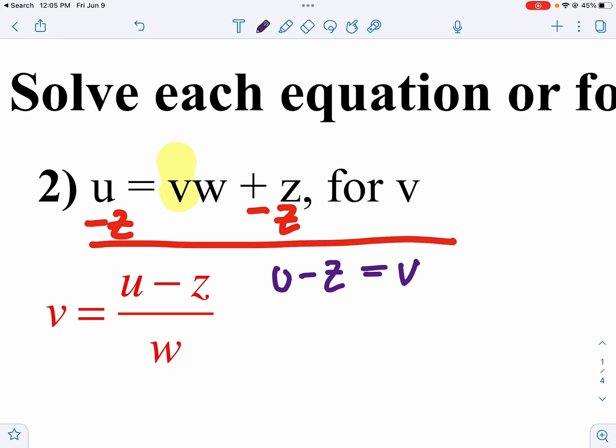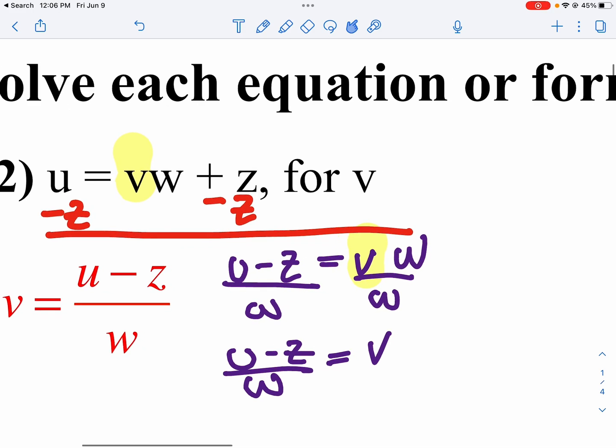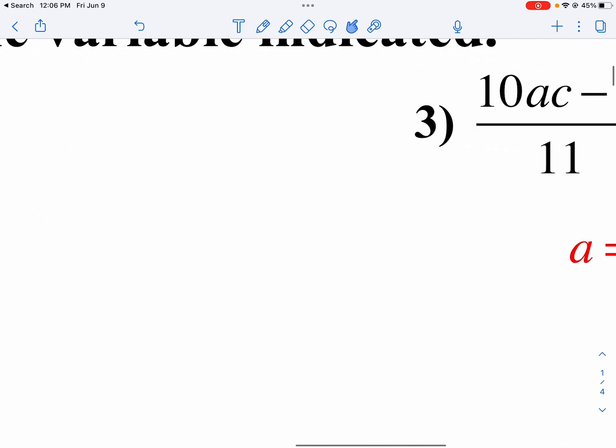equals V times W. So what is W doing to V? Well, it's multiplying. So the opposite of multiplying, we're going to divide. So we get U minus Z over W equals V. And there is our answer. Once again, if you just write down the answer, I'm not going to give any points on that.